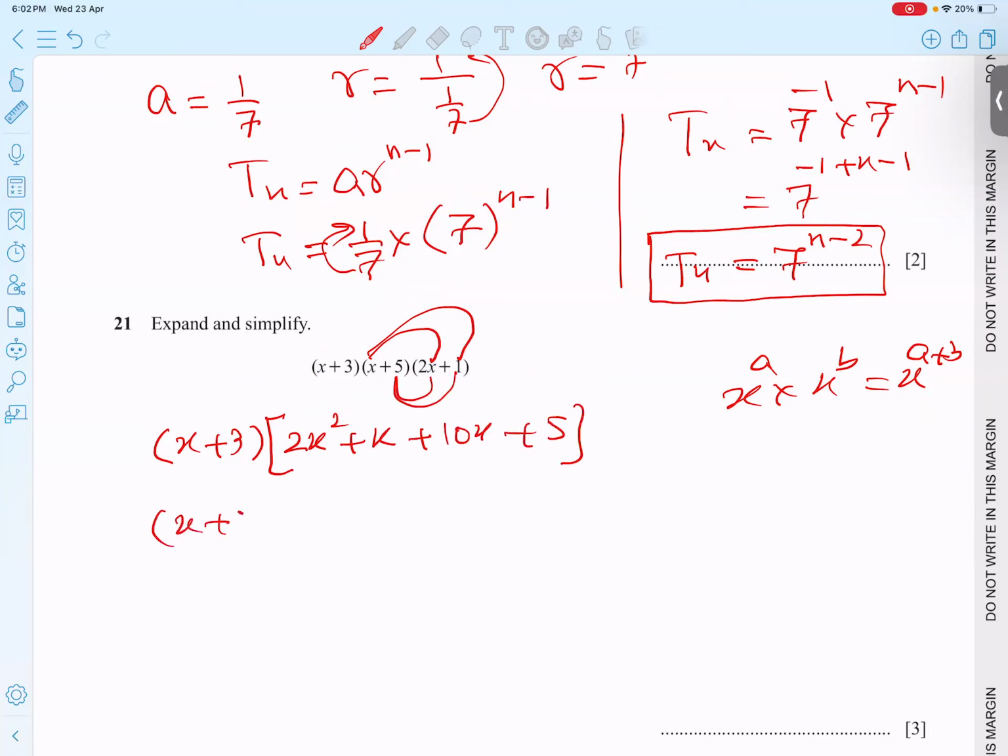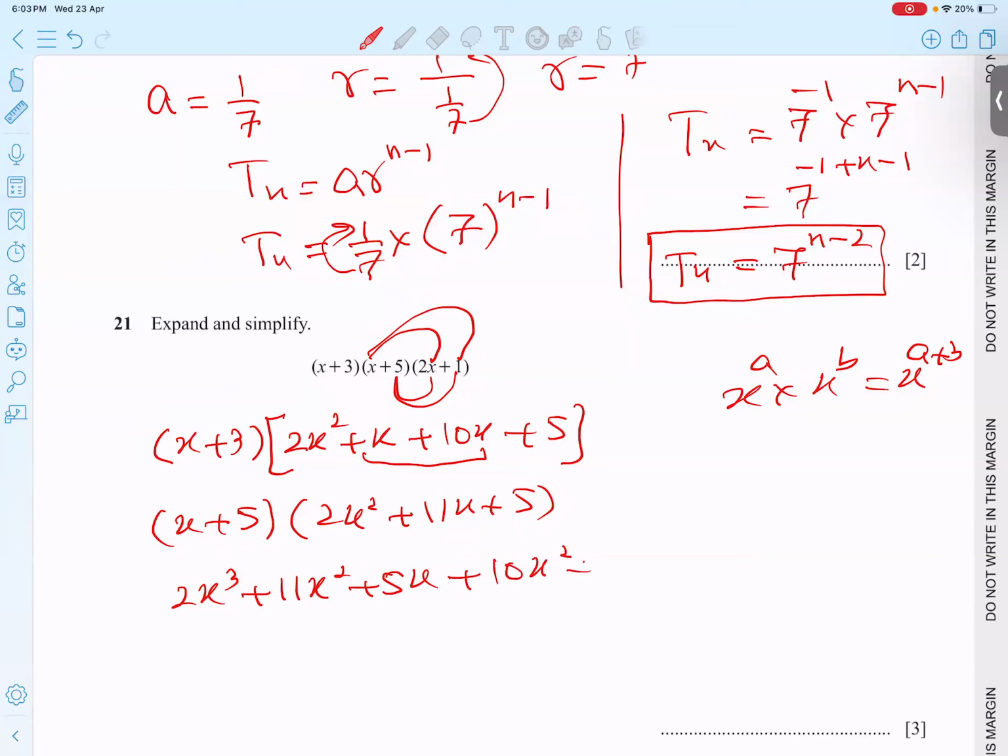Don't open the bracket, simplify more. These two values will give us 11x. Now this multiplied with this, I get 2x to the power 3. X multiplied with that, I get 11x to the power 2. X multiplied with a 5, I get 5x. Now 5 multiplying all: 10x to the power 2, 55x, and plus 25. And finally, I'm writing here 2x to the power 3.